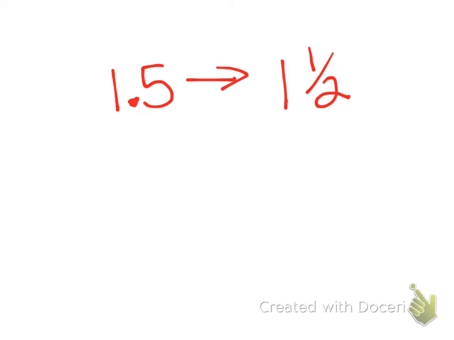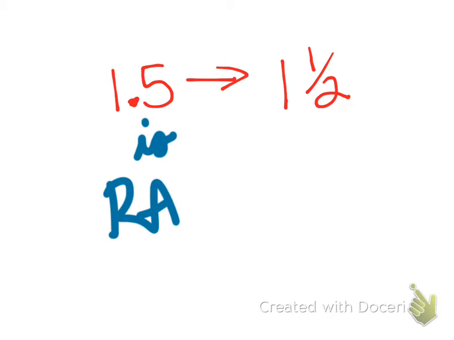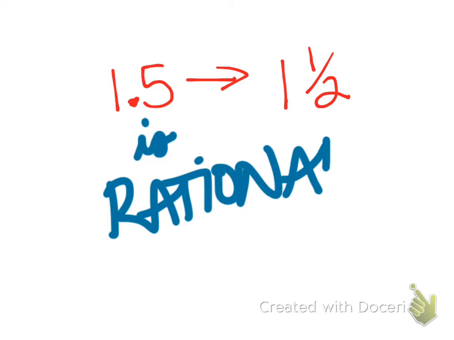What about a smaller number, but one that has a tricky decimal in there, like 1.5? 1.5 looks like a decimal, not a fraction, so we might be tempted to say that that is not a rational number. But if you're smart, you know that 0.5 is like a half. So couldn't we write 1.5 as 1 and 1/2? Yes, we could. Therefore, 1.5 is rational because you can write it as a fraction or a ratio.